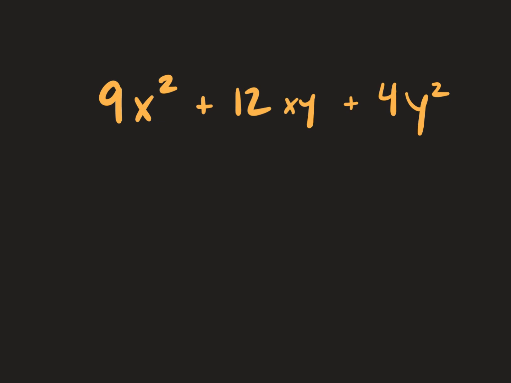Both ends are perfect squares. What times what gives us 9x squared? 3x and 3x. What times what gives us 4y squared? 2y and 2y. You can check the middle just to be sure that we can do this, because it's always going to be 2 times the first times the last. So 2 times 3x times 2y, that would be 12xy.